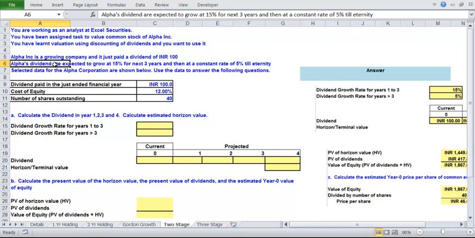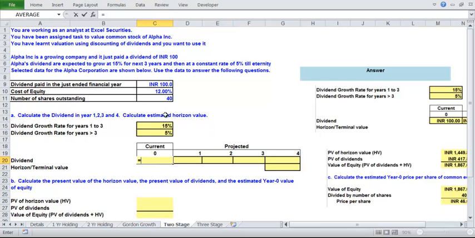They're saying that the dividends are expected to grow at 15% for 3 years. After that, it will grow at 5% till infinity. So for years 1 to 3, it will grow at 15%, and after year 3 it will be 5%. The dividend the company has just paid is 100. We have to find out how much will be D1, D2, D3.